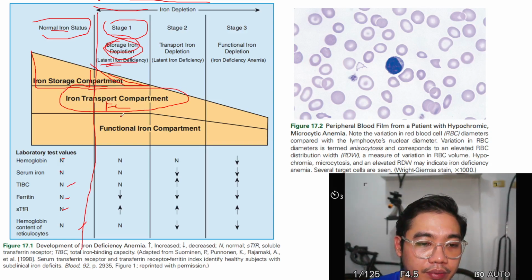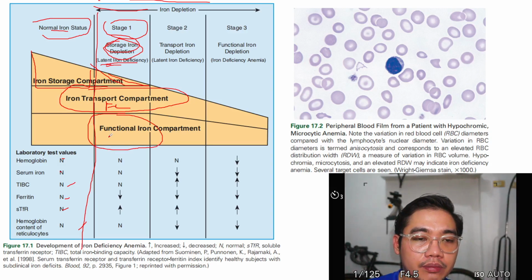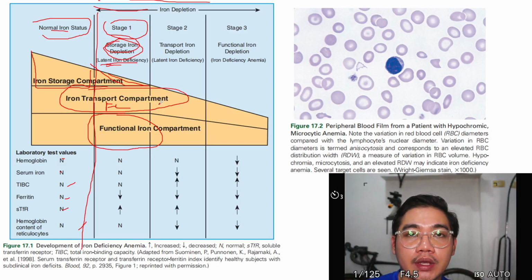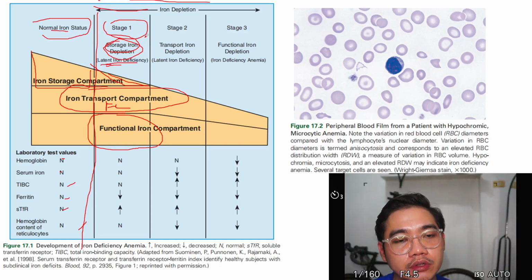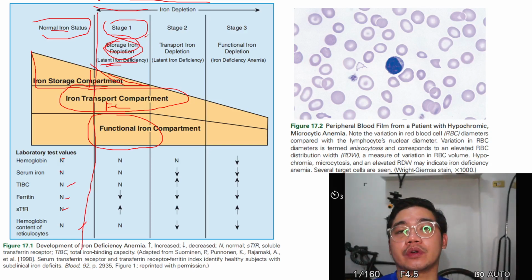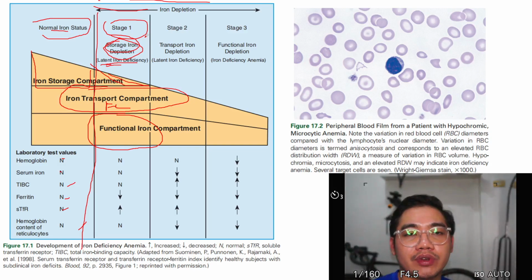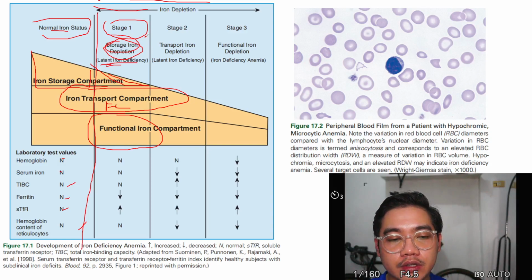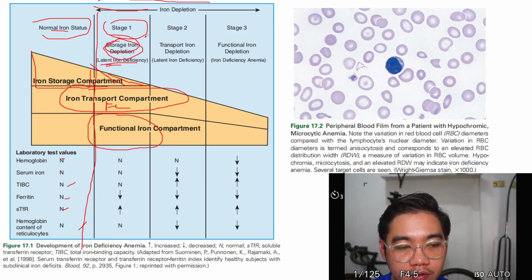Your ferritin is normal, and your functional iron compartment, that is your RBCs, is still normal. So more or less normocytic, normochromic. In a storage iron depletion phase, your stage 1, your RBCs are still normocytic and normochromic. Your hemoglobin content is normal, but it's really hard to diagnose. You'll only find this if you undergo specific tests like your ferritin.